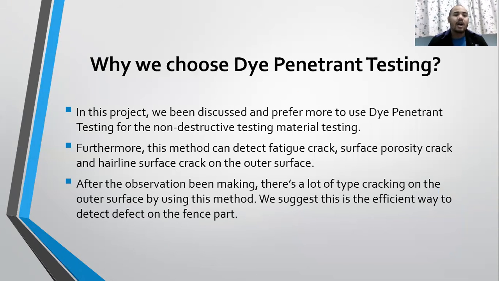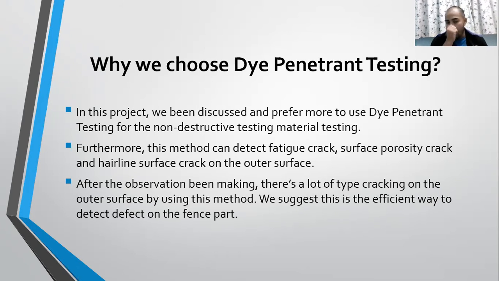All right, next, why do we choose dye penetrant testing for the material to detect a defect? Because this is the simplest and most efficient way to get an accurate result. Furthermore, this method can detect fatigue cracks, surface porosity cracks, and hairline surface cracks. We made an observation before we proceeded with the method. There are a lot of types of cracking.